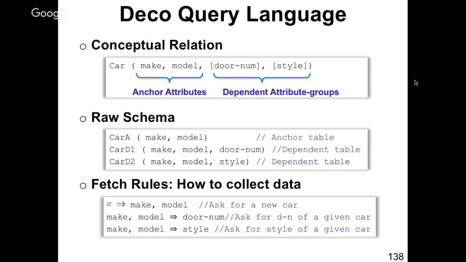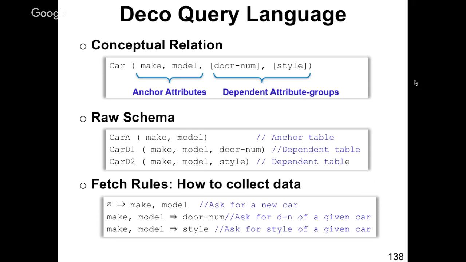Stanford University. And I think the key difference of DECO from the previous two systems is that it focuses more on data collection problems. Like I have some data missing problems. I want to collect more entities, or I want to fill more attribute values of my data. To this end, it introduced a fetching process.